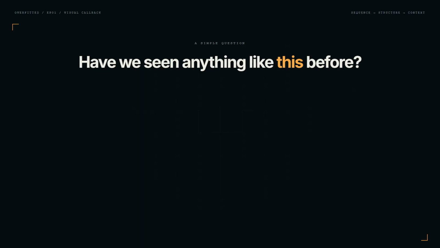Imagine I gave you this, just a line of letters, no blood sample, no microscope, no protein in a tube. Could we actually learn anything biological from it using only a computer? Well, we can start by asking a very simple question. Have we seen anything like this before?